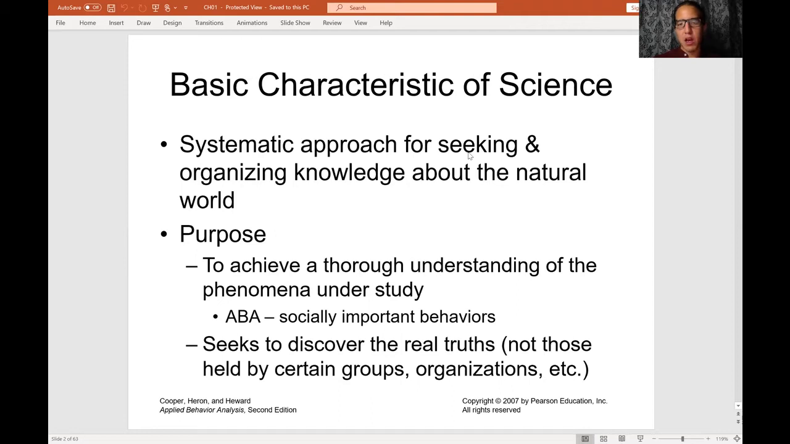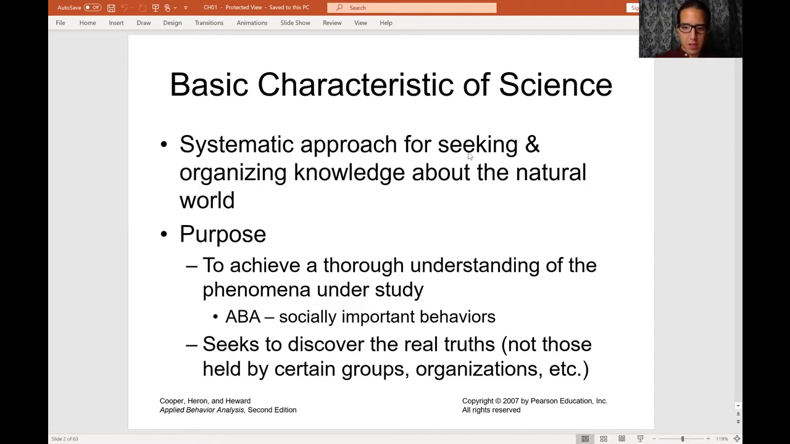we are trying to uncover the phenomena of socially important behaviors, right? We know that there are socially important behaviors that people engage in, and we're trying to see and understand how does this phenomena come to be, right? So we seek to discover the real truth, not those held by certain groups or organizations, but really the truth about organizing the knowledge about the natural world, and in ABA, socially important behaviors, right?